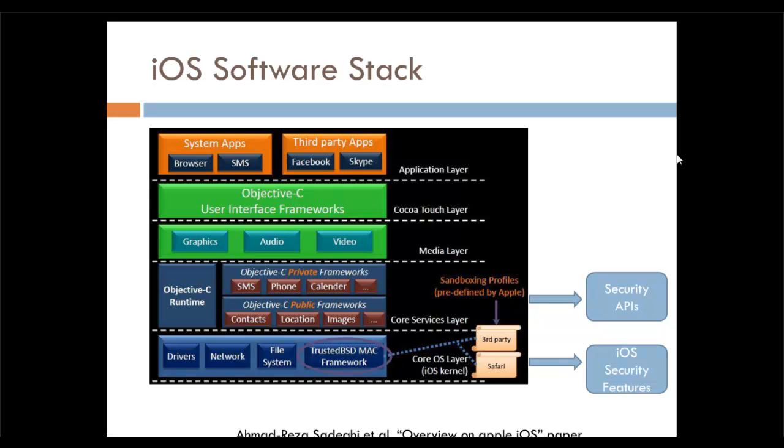Coming to the iOS software stack, all the security features we have discussed come under the Core OS layer, and the Core Services layer provides APIs to use the security features in the Core OS layer. So if someone is building an iOS application, they will use the first 3 layers, the application, Cocoa Touch, and media layers, and use the security APIs provided by iOS to build their application.